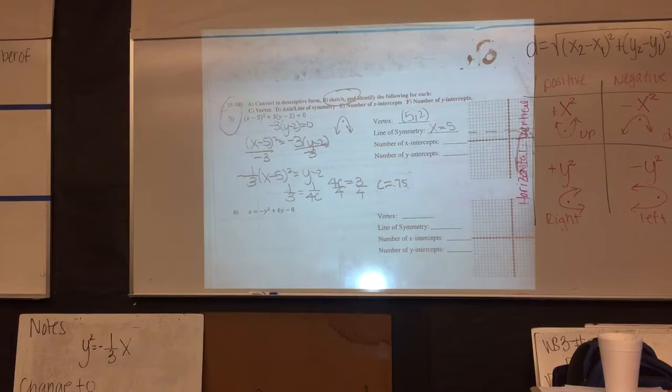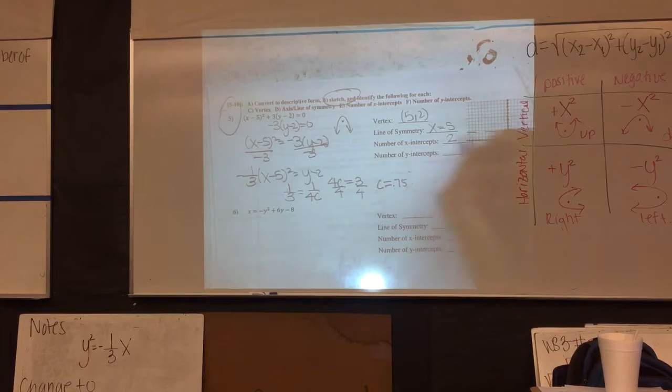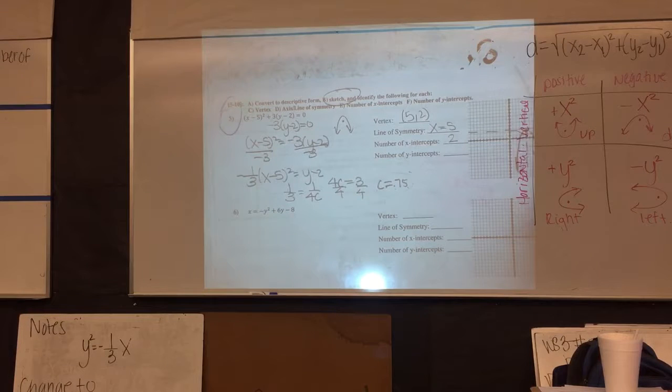And now I need to calculate the number of x and y intercepts that I have. I look at my graph and I can see that my parabola crosses the x-axis twice. And it doesn't look like it crosses the y-axis because I don't have a point on it, but if I drew this out further, I could see that eventually the parabola would cross the y-axis one time.